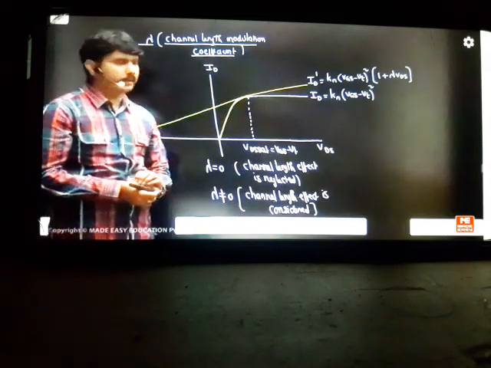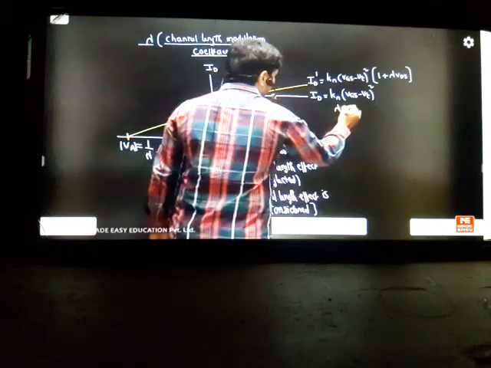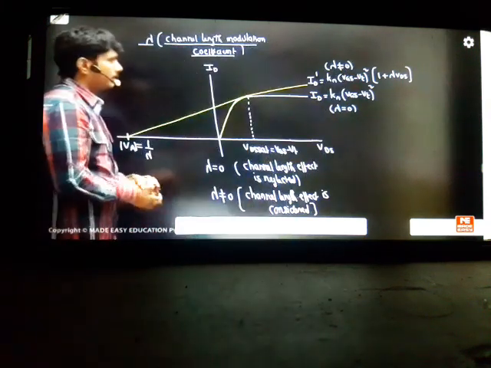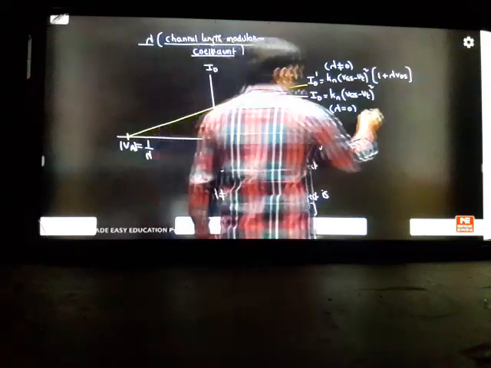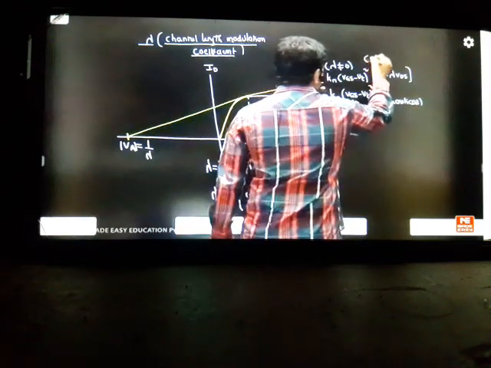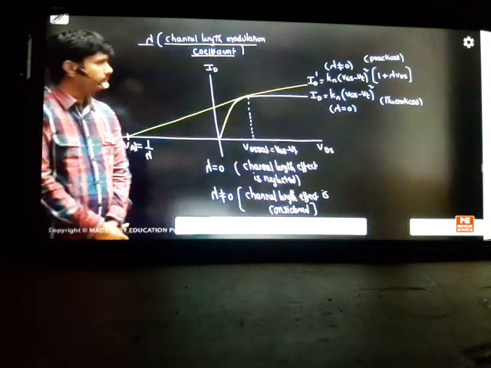If you want the practical graph, lambda will not be equal to 0. If lambda is equal to 0, this concept will happen. If lambda is not equal to 0, this concept will happen. One is theoretical, one is practical information. This concept is theoretical information, and this is practical information. So this is the story here.